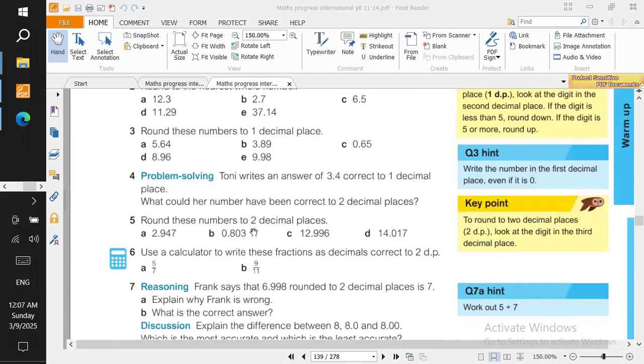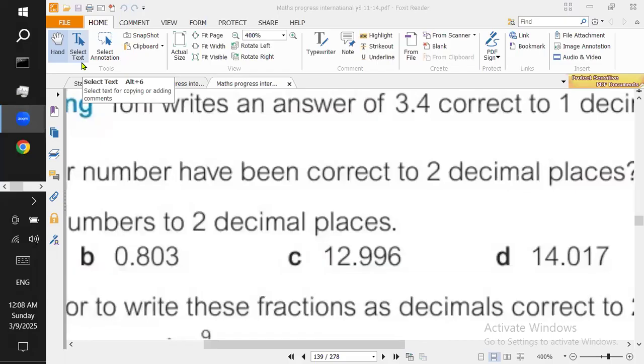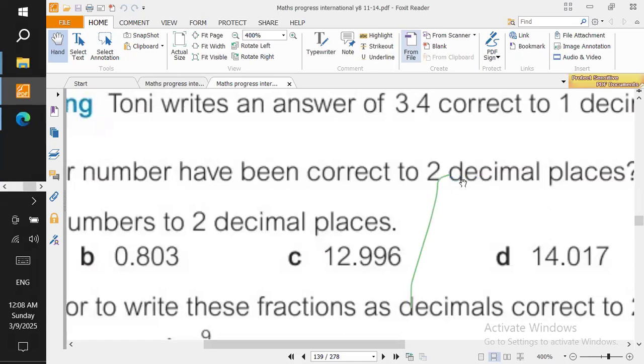That's rounding. Two decimal places means you need two decimal numbers. So basically, you need two decimal numbers. So it means the box should be on two decimal numbers, like this. And then you look at the number after the two decimal numbers. That's a 7. It's bigger than 5. It means it will add 1 here. So the answer will be 14.02 because we added 1 here.